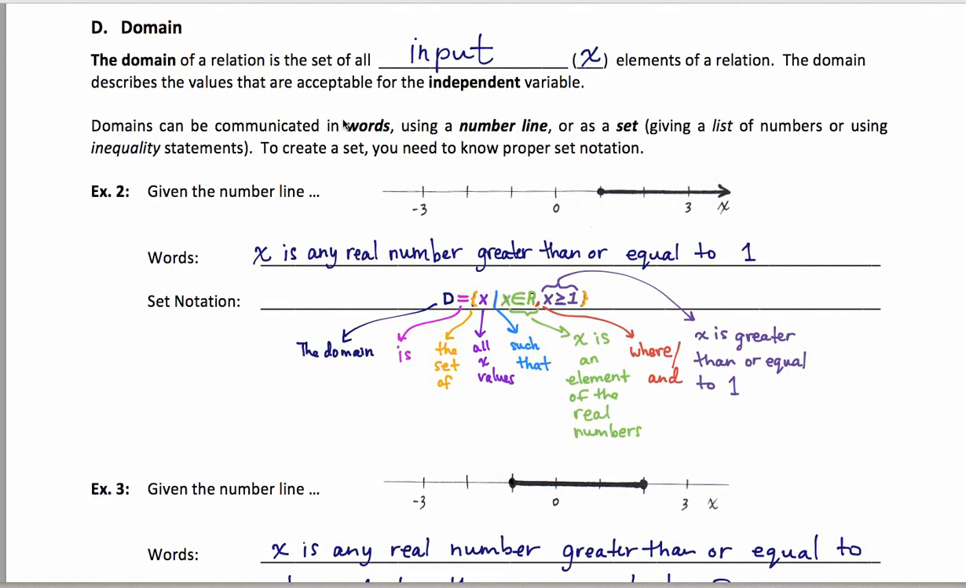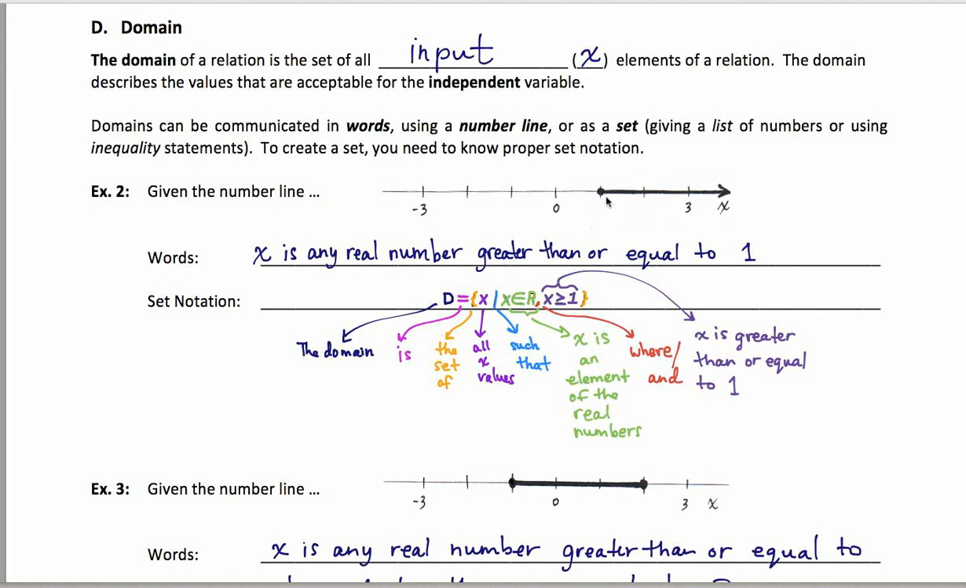Domains can be communicated in different ways. So you can just describe it in words, you could sketch it on a number line, or you could put it in set notation, okay, where you give the list of numbers or inequality statements. And to create a set, we're going to need to know proper set notation. So I'll show you a few different ways. I'll show you the number line, the words, and the set notation, and we'll practice them. If we look at this number line, it's only the x value, so we're not looking at y values right now because we're just concerning ourselves with domain.